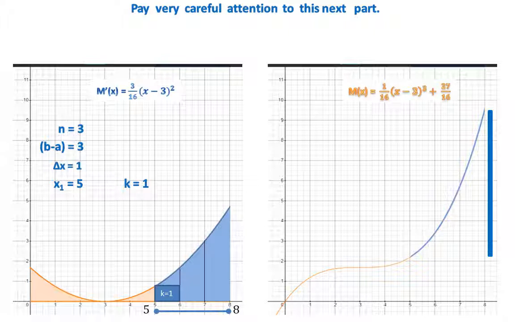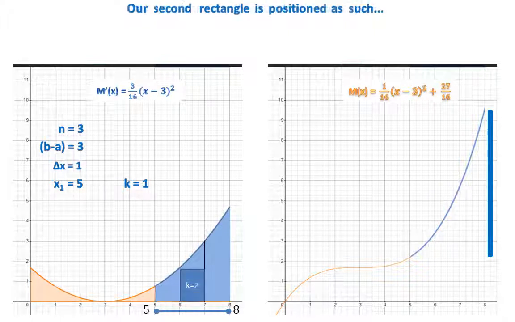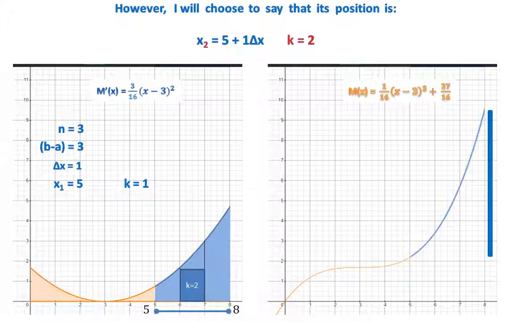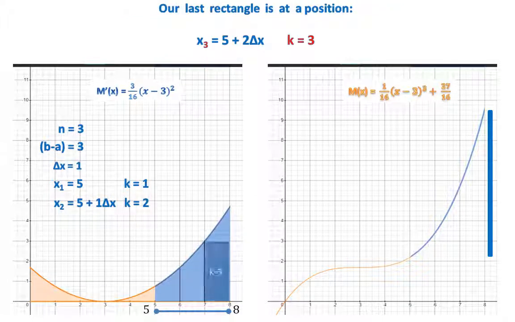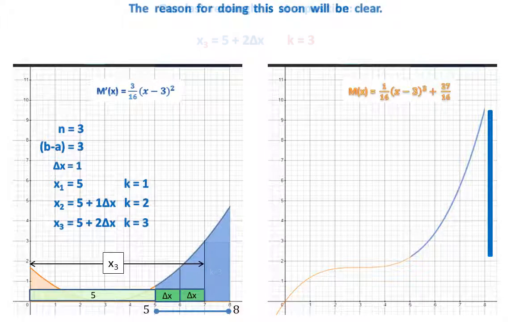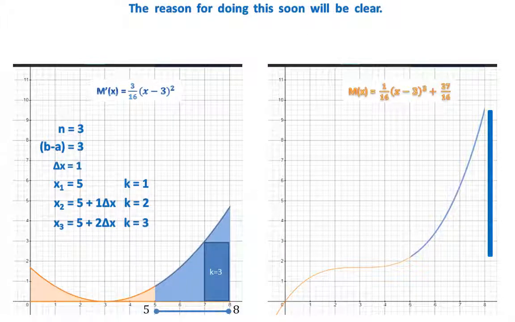Pay very careful attention to this next part. Our second rectangle is positioned as such. However, I will choose to say that its position is x sub 2 equals 5 plus 1 delta x. Here k equals 2. Our last rectangle is at position x sub 3 equals 5 plus 2 times delta x, and k equals 3. The reason for doing this soon will be clear.